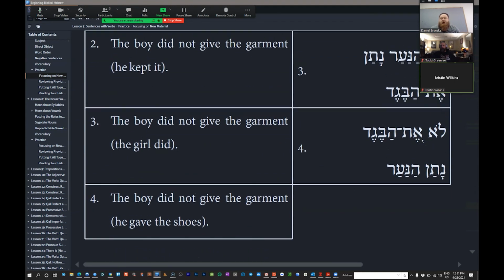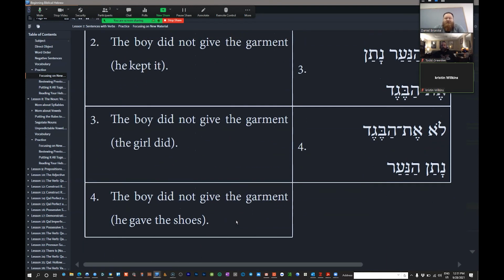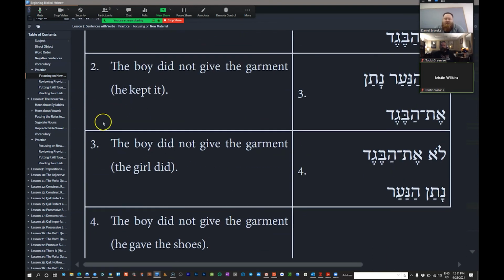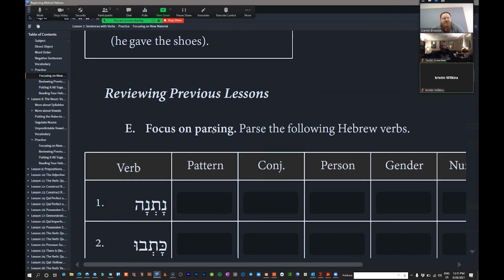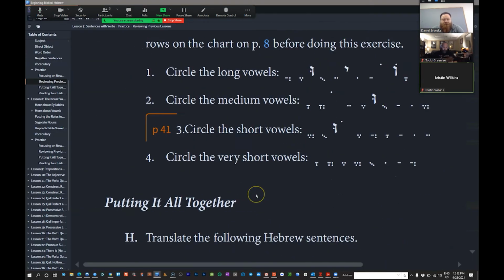And then finally, number 4 here, we're negating the direct object. So whatever the boy was giving, it was not the clothing. So maybe it was the shoes or something like that. But again, that's his logic for these parenthetical notes here. I know it's confusing. You certainly won't need to do any of that parenthesis on the quiz, but that's what's going on. All right, and so let's look at, I think H is the last one here. Yeah, H to finish up here.